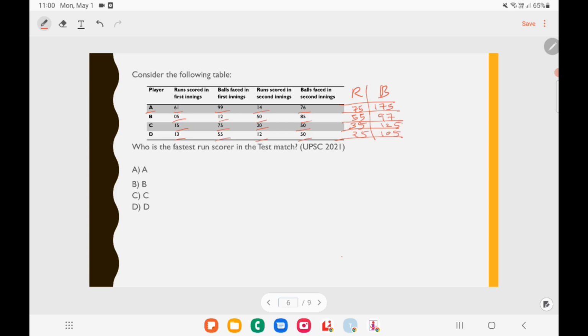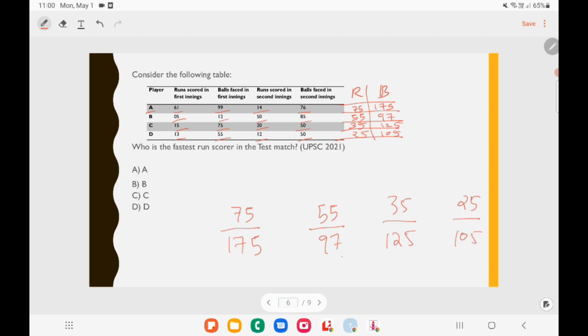I told you that we need to find the R by B ratio of all the persons, and find out who has the maximum R by B ratio. So for A, it is 75 by 175. For B, it is 55 by 97. For C, it is 35 by 125. And for D, it is 25 by 105.